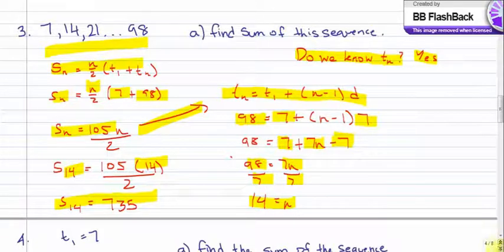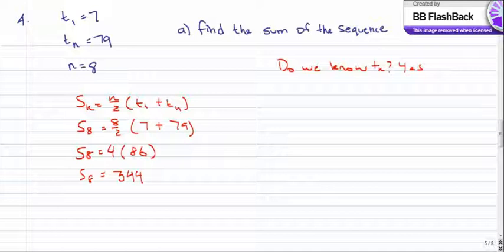Let's move on to the next question. This gives us three key pieces of information. It shows that term 1 is 7, last term is 79, and that there are 8 terms. And we are asked to find the sum of the sequence. So do we know the last term? Yes, we know the last term. It's 79, so we can use the second equation.